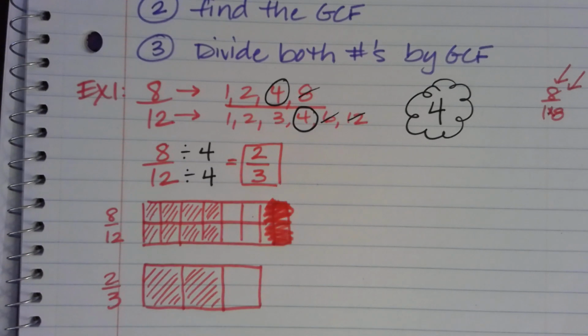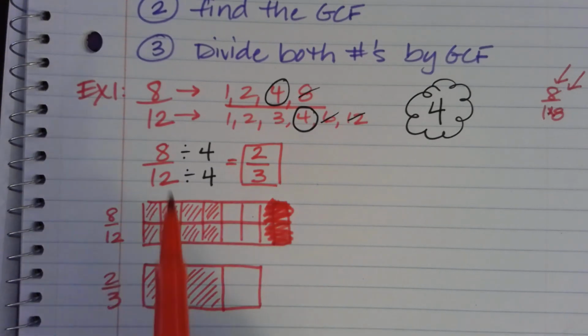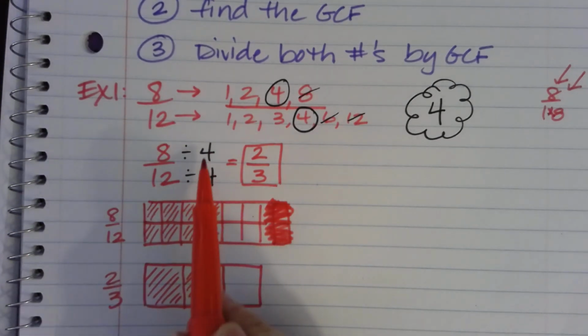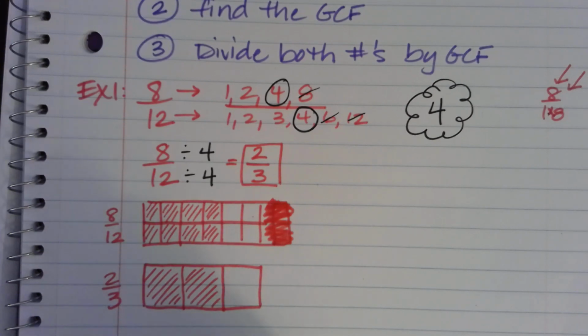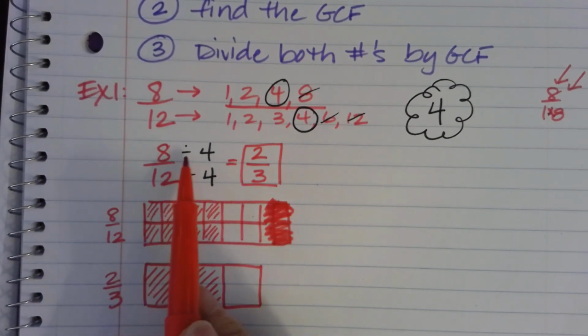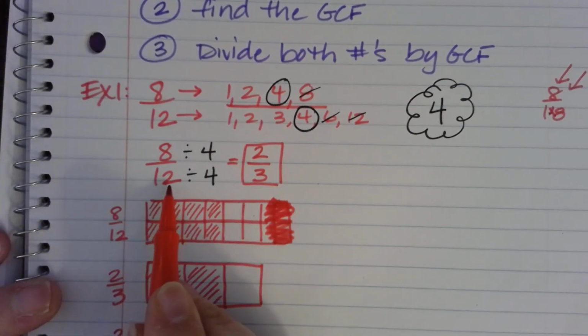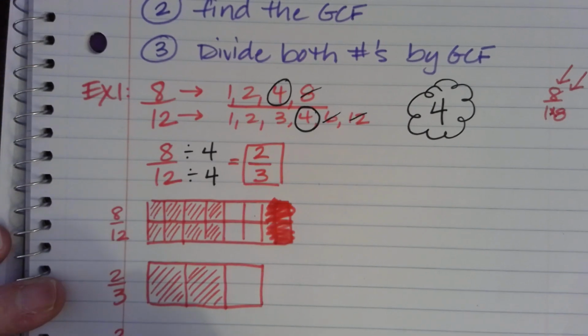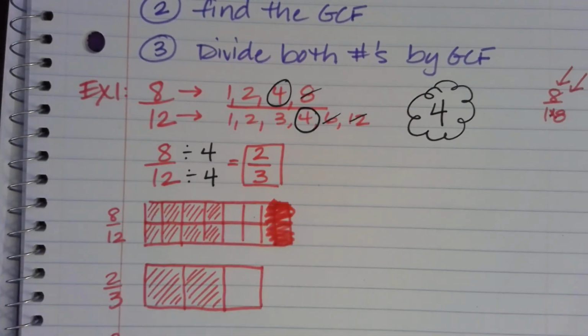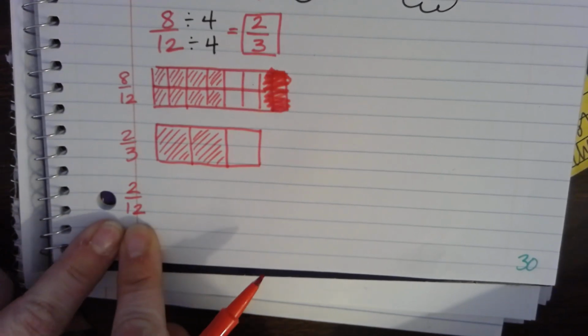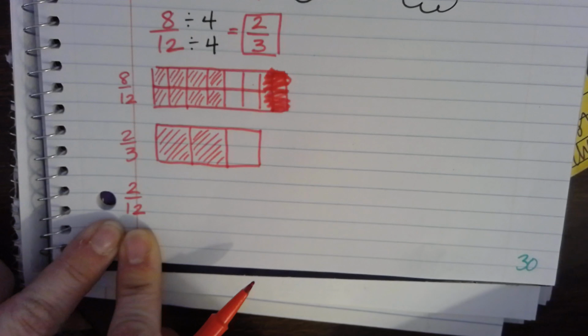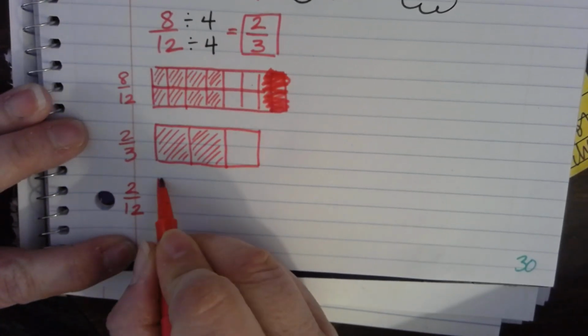Now here's what I want you to look at. What if I didn't divide the numerator and the denominator by the same number? What if I only did the top? I would have 8 divided by 4 is 2, right? And then if I don't do anything to 12, it stays the same. Okay, so is everybody here with me? 2/12. So if I only divided the top, I want to look at what that would look like.